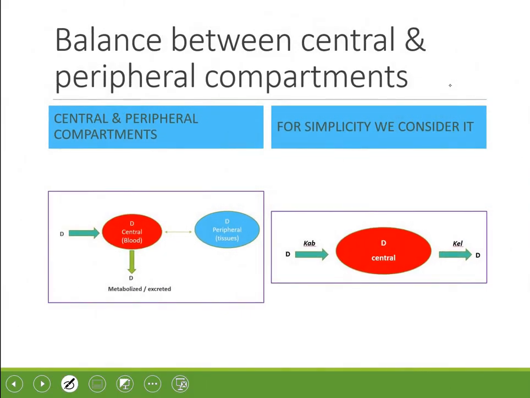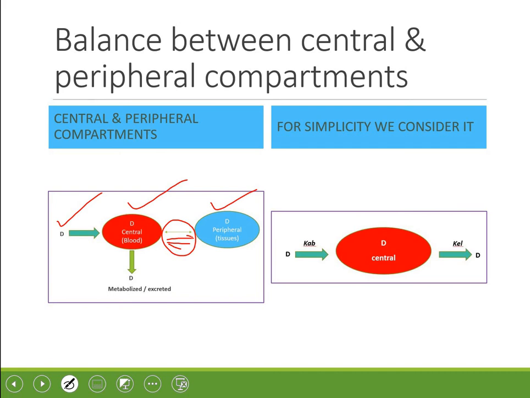Now, but this is not so simple. Each cell of the body sometimes behaves like a simple compartment. In order to understand that, when you take a drug, it goes to the blood, and from the blood it then goes to the tissues, meaning the peripheral tissues. And remember, there is a balance, I can draw it like this, one equilibrium between the drug reaching the peripheral tissues and the drug reaching the central compartment.